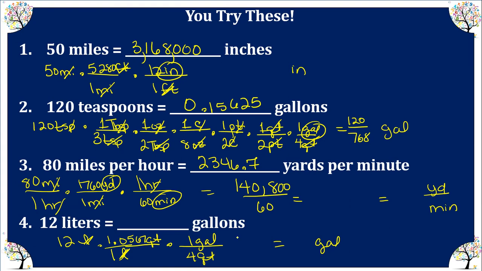And so now I just need to multiply straight across. So 12 times 1.0567. And then we divide it by the 4. And we get about 3.1701 gallons. And that is it, guys.